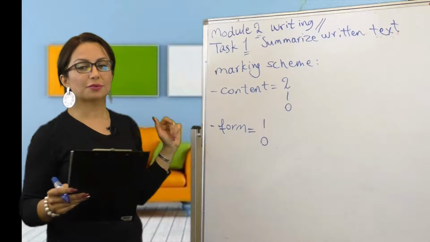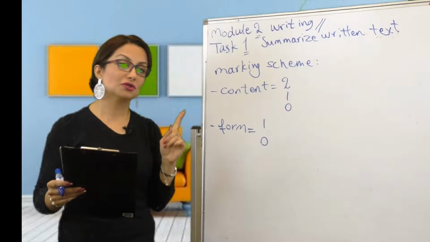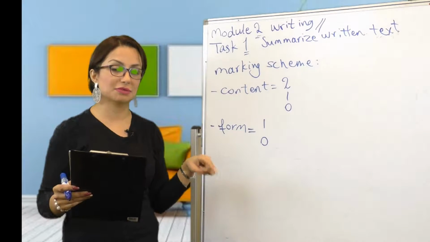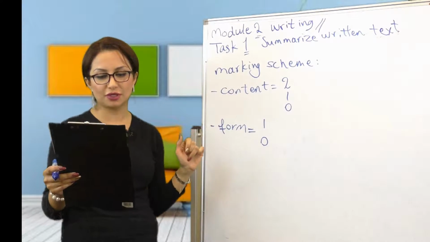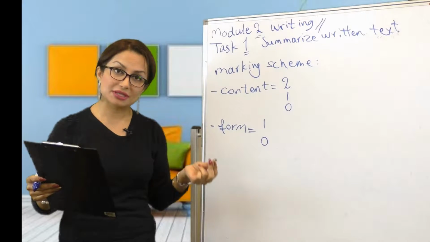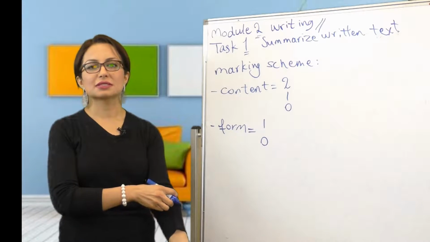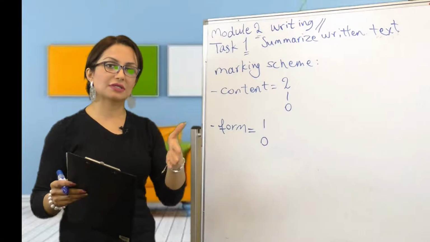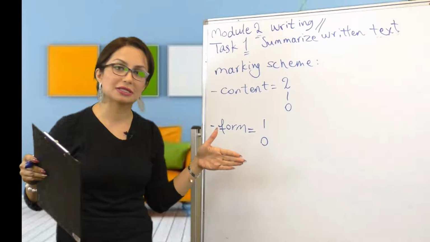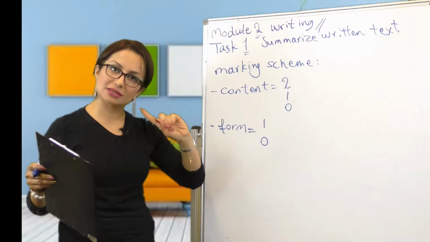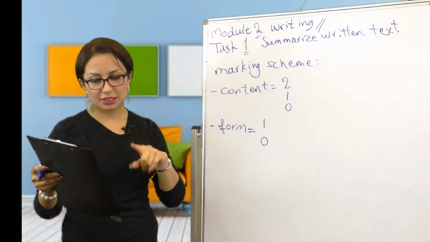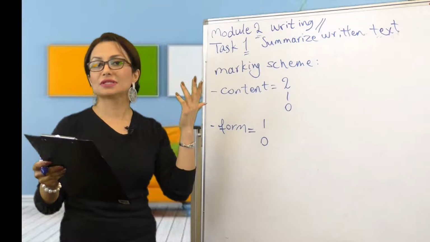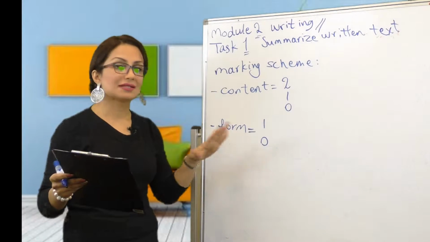What is the form of presentation? If you remember, I told you we have word limitation in summarizing the written text, means minimum 5, maximum 75. And sentence limitation as well. You can only use one sentence. So if your summary is anything between 5 words to 75 words and it is written in one sentence, it means the form is 1. But if your summary is less than 5 words or more than 75 words, it is 0.